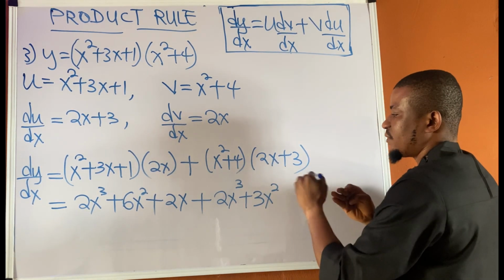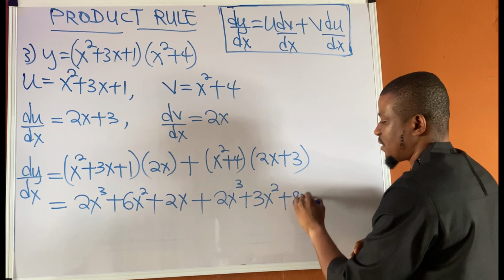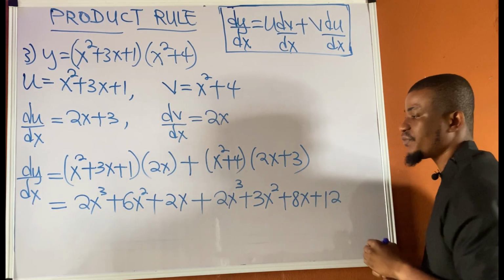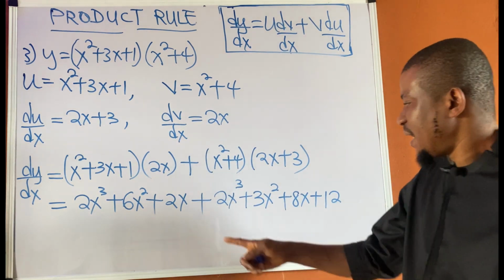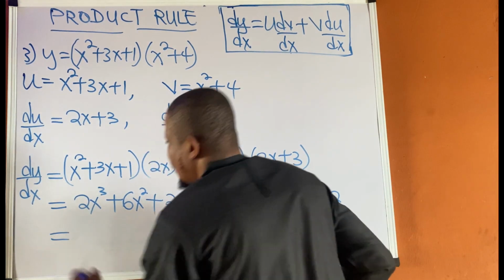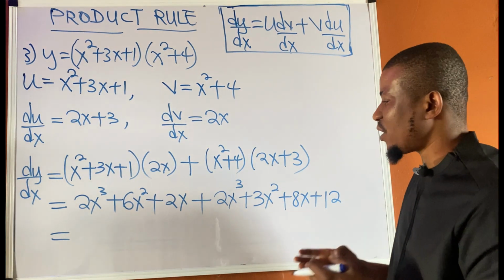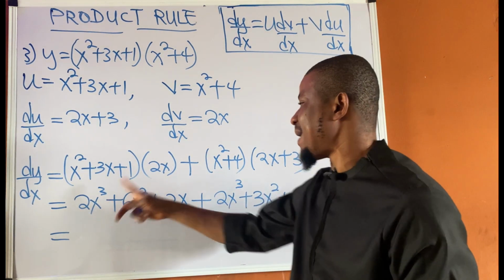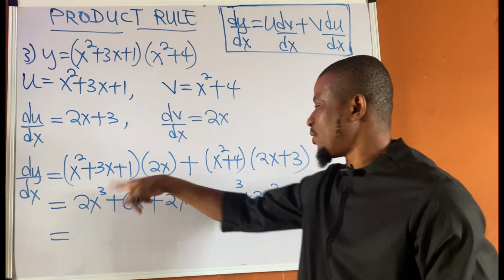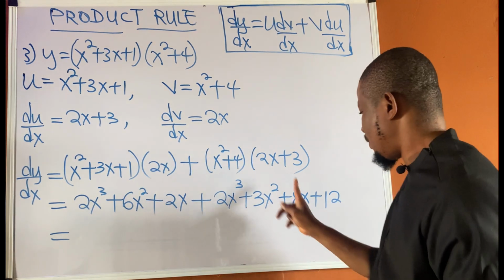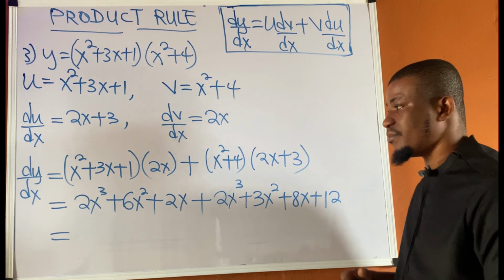4 times 2x, we have 8x. Then 4 times 3, we have 12. And now we can collect like terms, add up like terms. We'll collect them according to their powers. So power 3, we add up power 3. Power 2, we add up power 2. Power 1, then the constant value will remain.